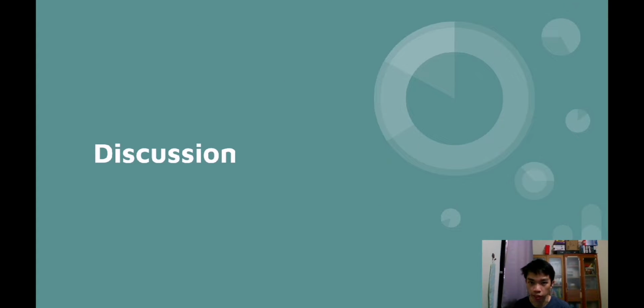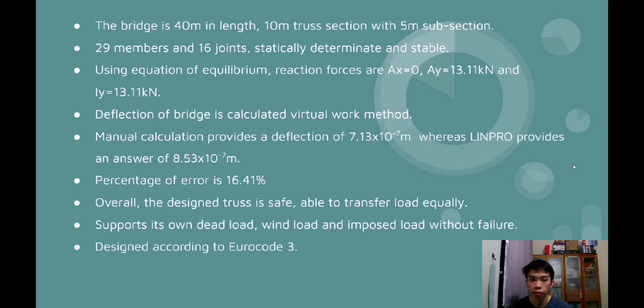I will explain the discussion and summary part of our bridge project. The design of our bridge is 40 meters in length, 10 meters cross section with 5 meter subsection. It has 29 members with 16 joints, and by using the M plus R equals 2J formula, we know that the structure is statically determinate and stable.